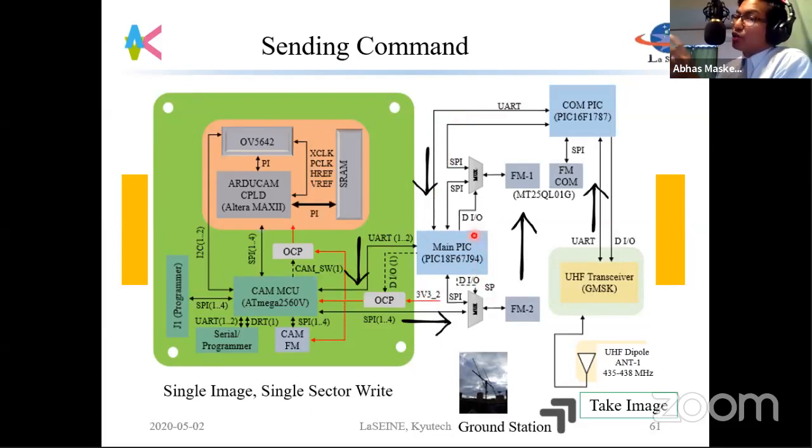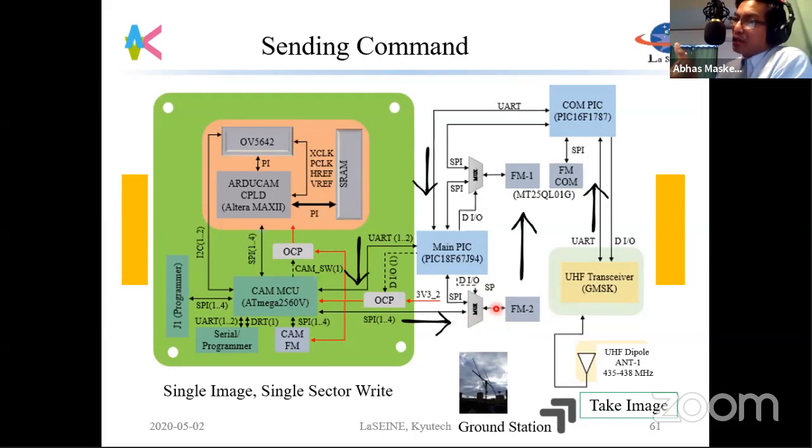The onboard computer knows what command it is, and then asks the camera MCU, which is the controller, to take an image, then sends a command here. The image sensor then takes an image, sends it back, and stores it on the flash memory, which is the common flash memory.